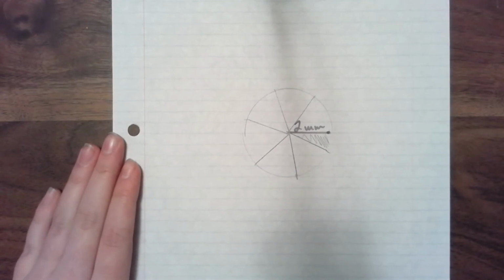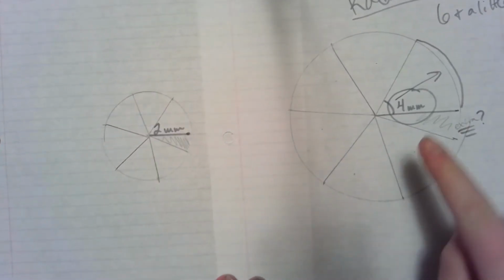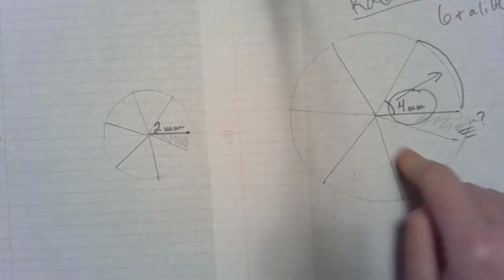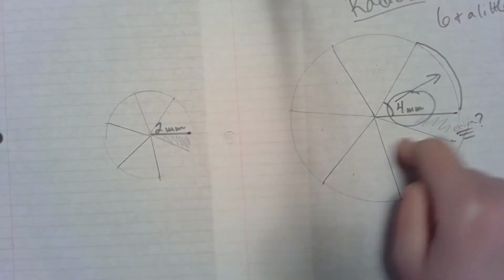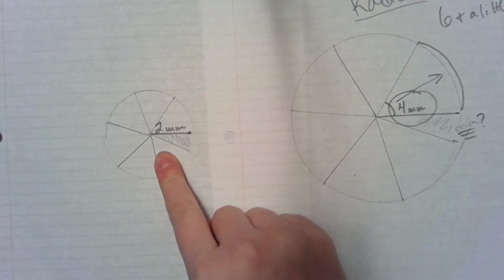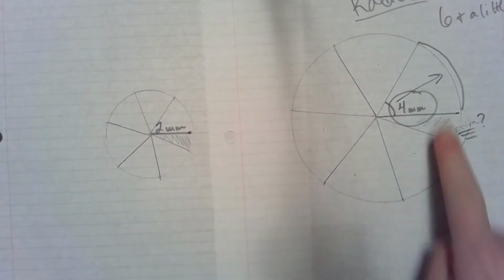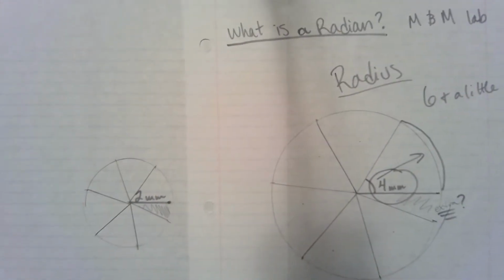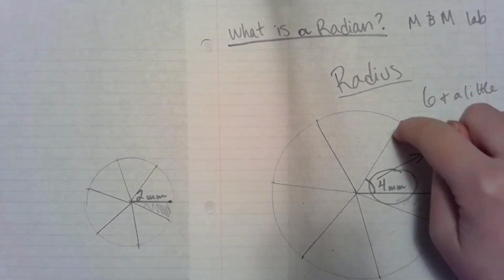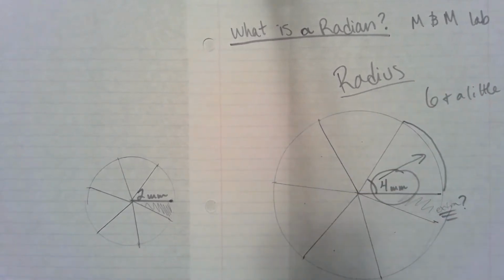So if we put them side by side to each other, we have one with 4 millimeters of a radius, or M&Ms of a radius, and 2 M&Ms of a radius. And when we do this activity where we find how many radians, because radians are like how many radius of distance around a circle. Radius is like the straight edge of it, and a radian would be the curved arc of it. So it was 6 and a little.